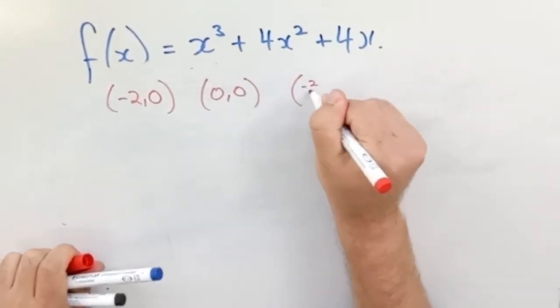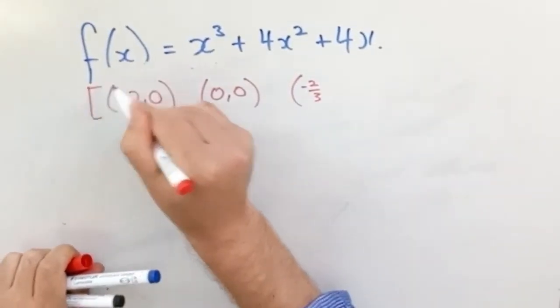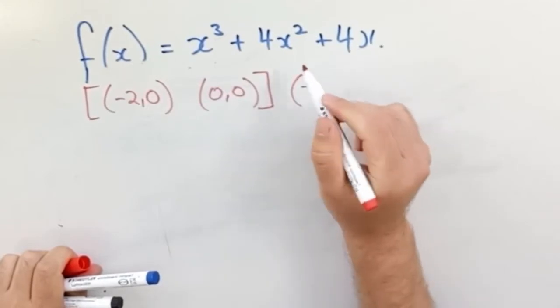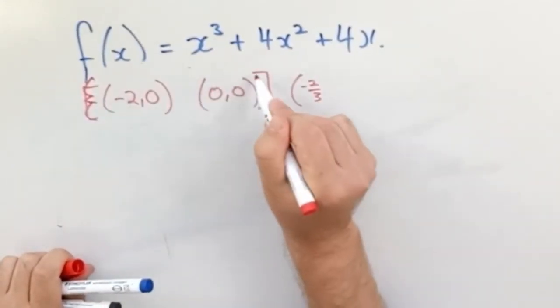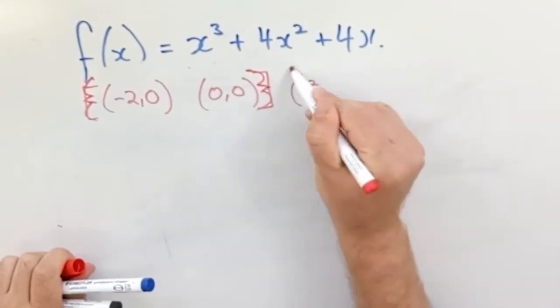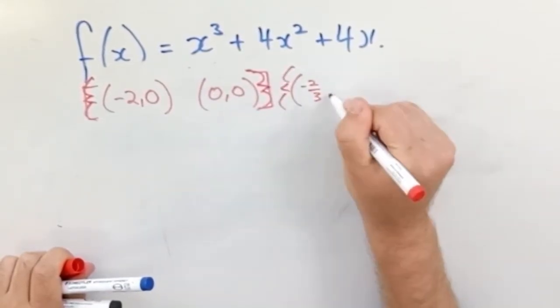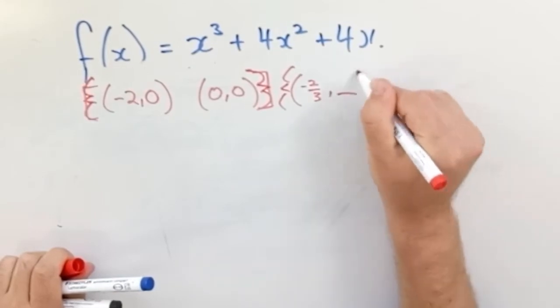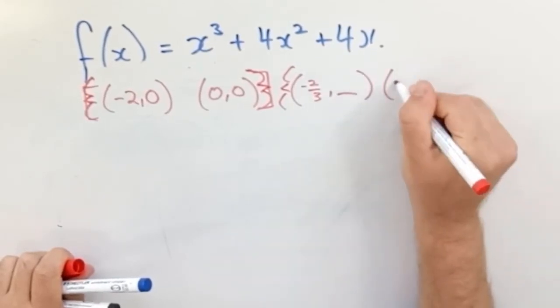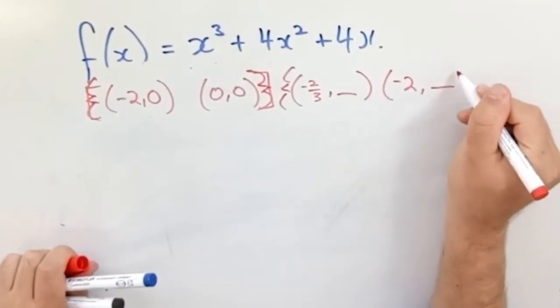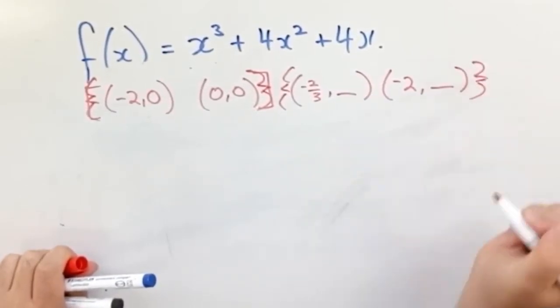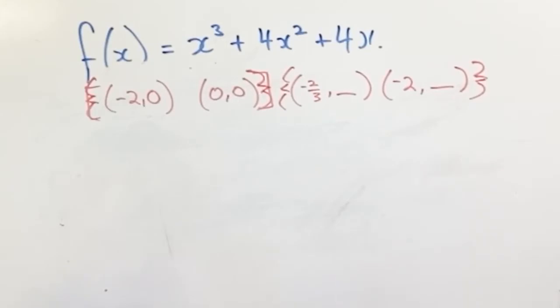Turning points, negative 2/3, so they're the intercepts. I don't know why I'm doing it like this. That's rubbish. Doesn't matter. Okay, maybe set notation. That's better. Negative 2/3 and something, and negative 2 and something else. Okay, my stationary point set.